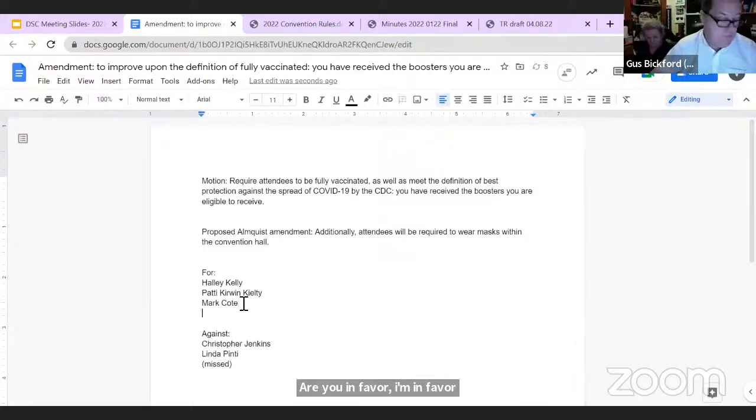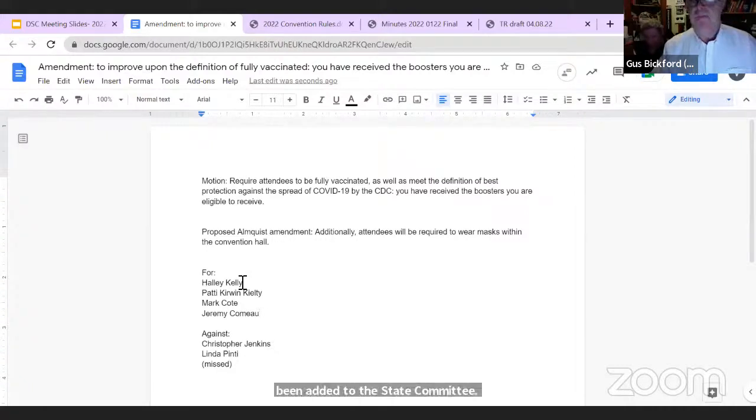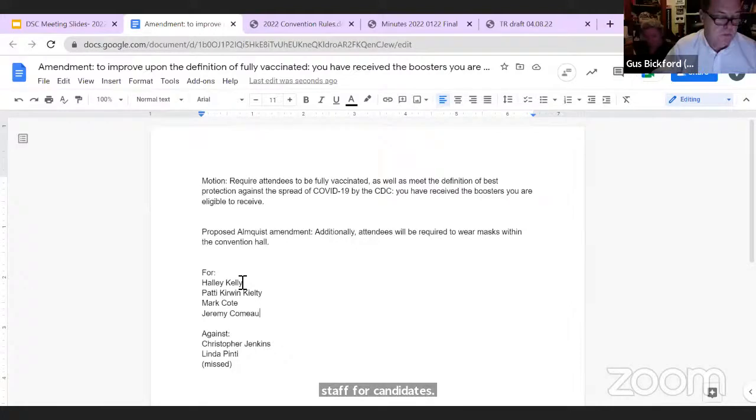First of all, as a point of order, folks should use the term previous speaker instead of using people's pronouns. I think that's super important going forward, especially with folks who are non-binary and queer that have just been added to the state committee. Second, there are folks who are required to attend the convention, including staff, as well as staff for candidates. They're required to attend and don't have the say like we all do here. So I'm in favor of the mask. I'm in favor of the vaccine as well.